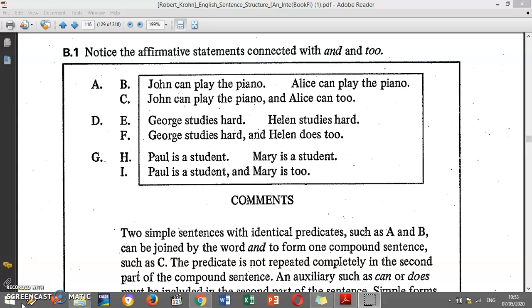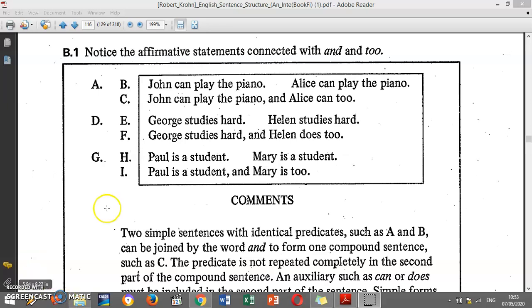So we have finished discussing modal auxiliaries. Now we will move to the next material, which is the use of conjunctions "and". Here, notice the affirmative statements connected with "and ... too." The examples are: A, John can play the piano. B, Alice can play the piano. And C, John can play the piano and Alice can too.